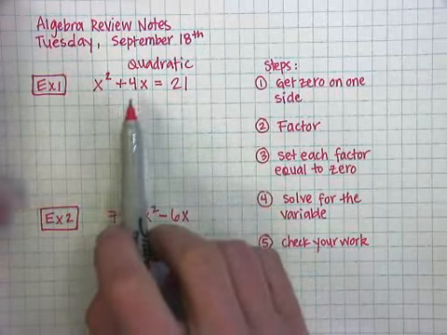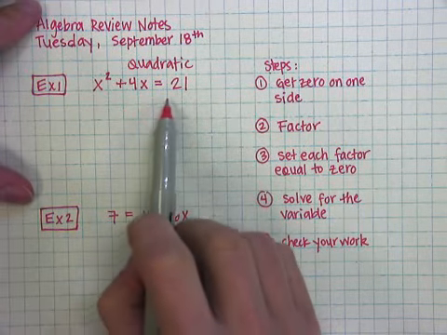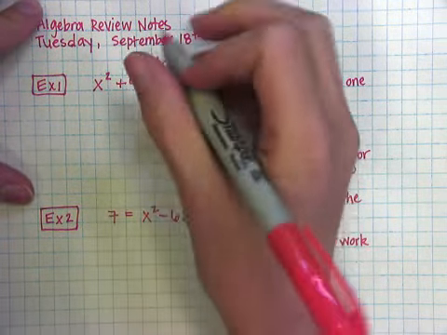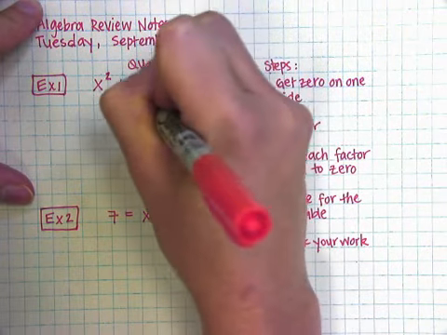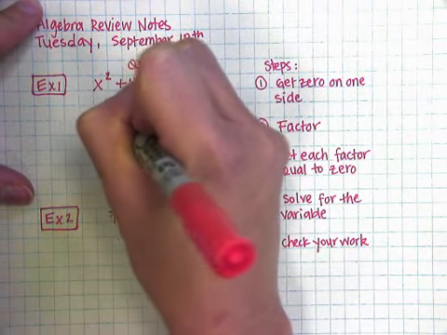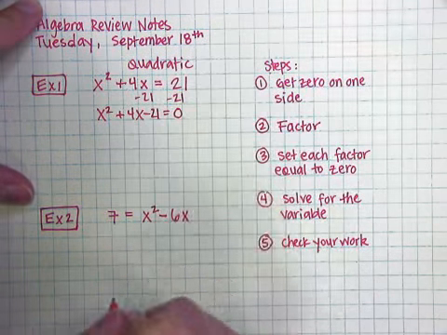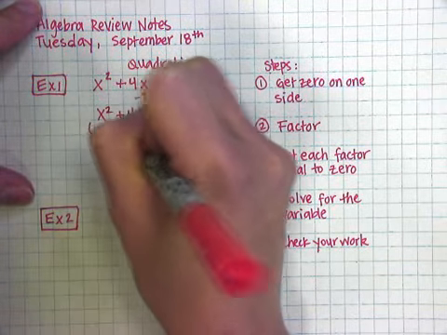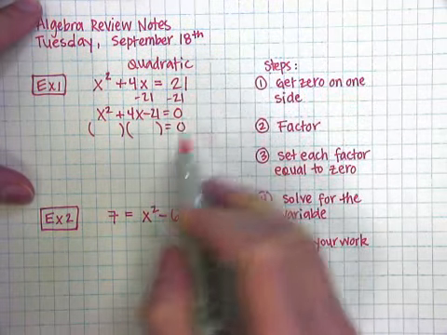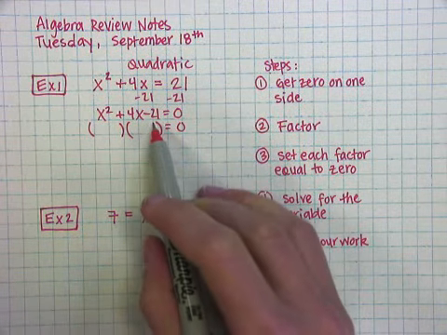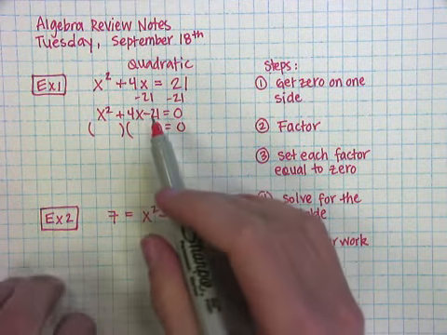And so we found that the first thing we have to do when we're solving quadratics is we need to get 0 on one side. So we're going to take 21 away from both sides, and we get x squared plus 4x minus 21 equals 0. And then we're going to factor this. That's the next step. So I need two things that multiply to negative 21 and add up to 4.